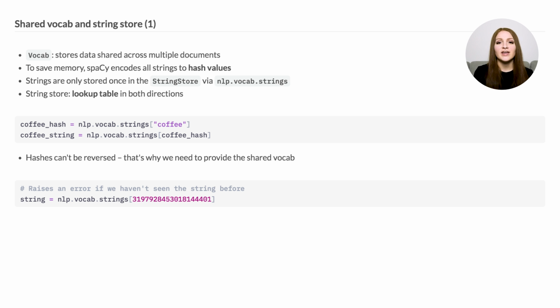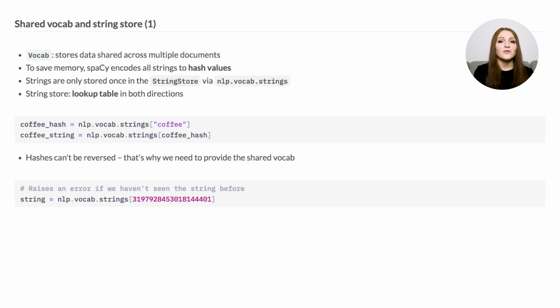spaCy stores all shared data in a vocabulary, the vocab. This includes words, but also the label schemes for tags and entities. To save memory, all strings are encoded to hash IDs. If a word occurs more than once, we don't need to save it every time. Instead, spaCy uses a hash function to generate an ID and stores the string only once in the string store. The string store is available as nlp.vocab.strings.